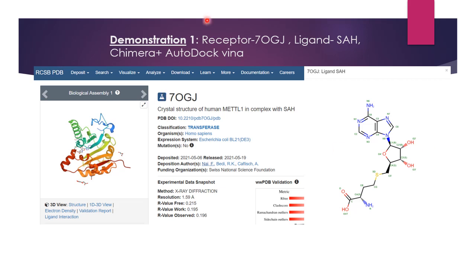I took the receptor 7OGJ. This is basically a tmRNA transferase. You can see here, this is a transferase protein. The ligand was SAH, which is in complex with this. So I used Chimera and AutoDock Vina. So I used several ways.